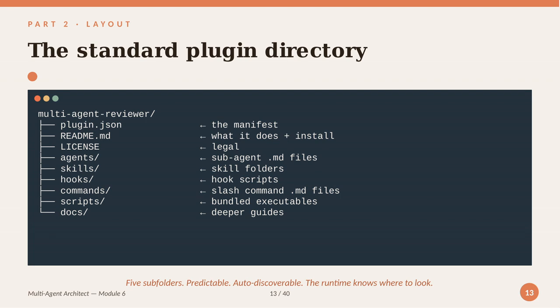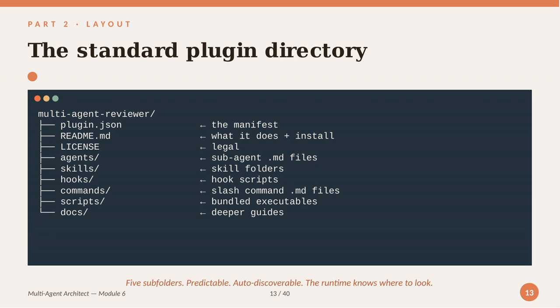Agents: sub-agent markdown files, one per agent. Skills: skill folders, each with its own SKILL.md plus references and scripts. Hooks: shell scripts, organized by event. Commands: /command markdown files, one per command. Scripts: bundled executables your skills or hooks call.